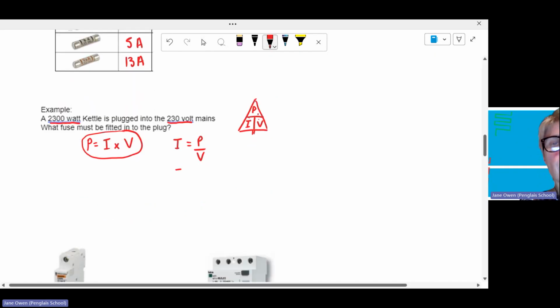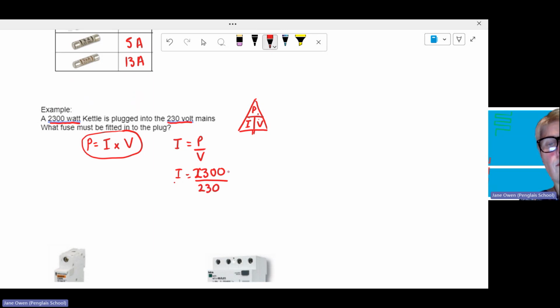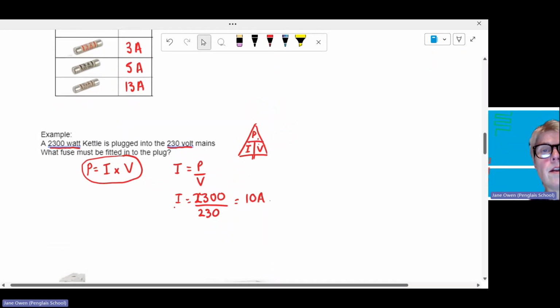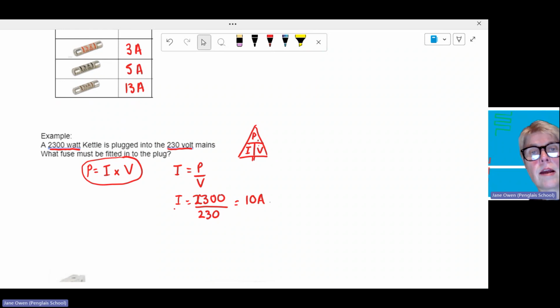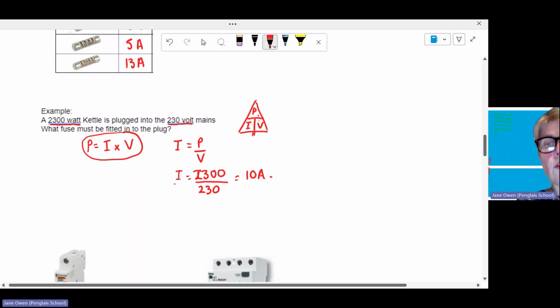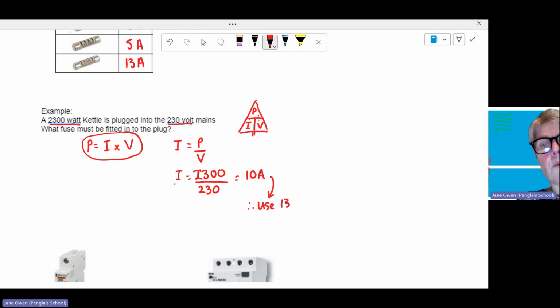So we can work out, current equals power divided by voltage, so 2300 divided by the voltage 230, and you can see straight away here it's going to be 10 amps. Now we can't use a 3 amp fuse here because in the normal working practice that kettle would blow. Same with the 5 amp. So the next fuse up would be 13 amps. So we go with that, use a 13 amp fuse.